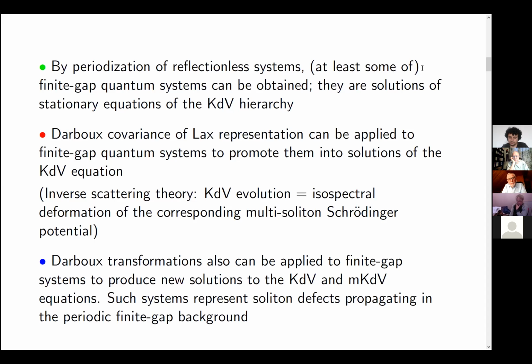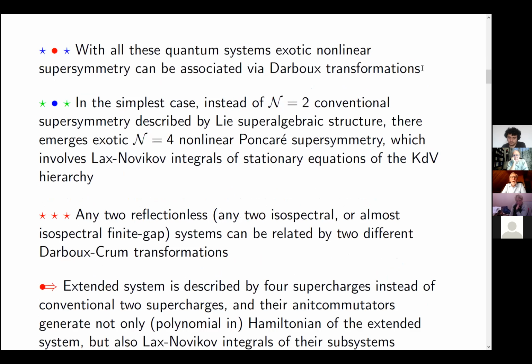The indicated relation between, in particular, reflectionless systems and the Korteweg-de Vries equation is very well known. It is based on the inverse scattering method, according to which spectral deformations of the corresponding multi-soliton Schrödinger potential correspond to evolution in the time parameter of the Korteweg-de Vries equation. Darboux transformations can also be applied to finite gap systems to produce new solutions to the same Korteweg-de Vries and modified Korteweg-de Vries equations. Such systems represent soliton defects propagating in an asymptotically periodic finite gap background.